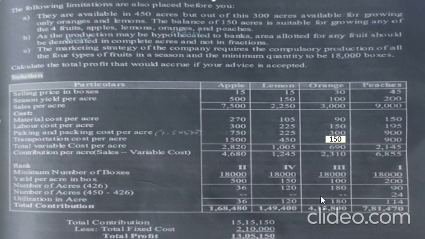Now as we have contribution per acre, for 1 acre the contribution is 4680, as we have 36 acres, what will be the contribution? So 36 into 4680 of contribution per acre will give you 1,68,480. Then for lemon, 120 into 1245 will give you 1,49,400. And the same way, the acres utilized for orange is 180 acres. So contribution for 1 acre is 2,310. Then for 180 acres, how much is it?